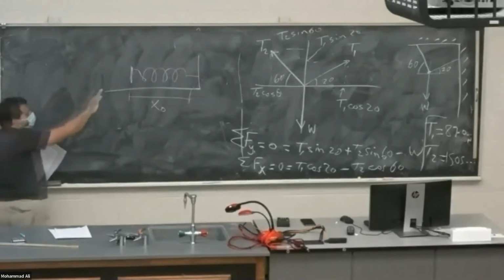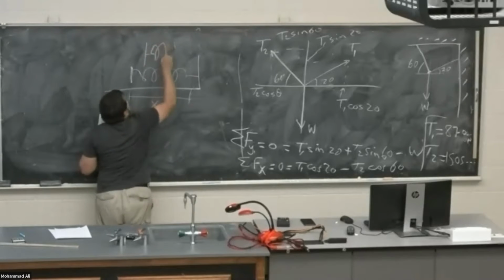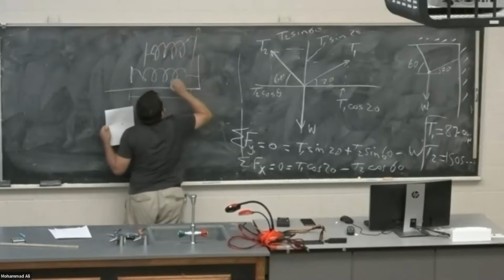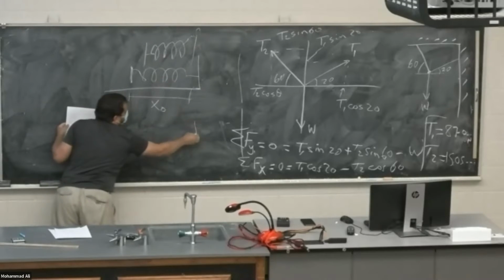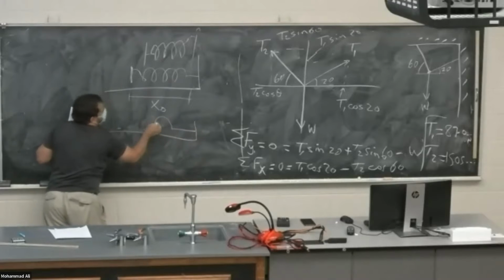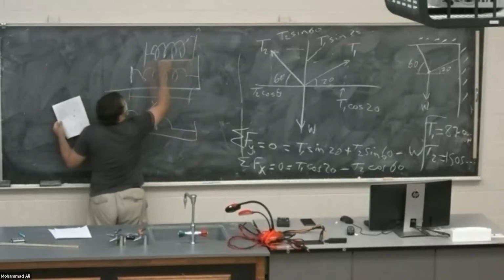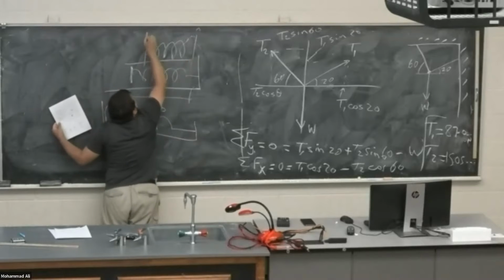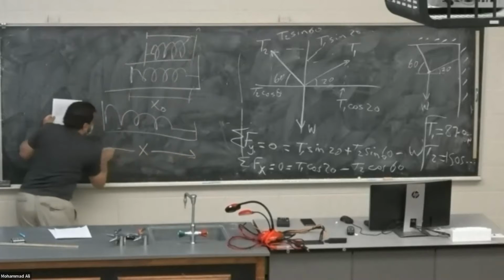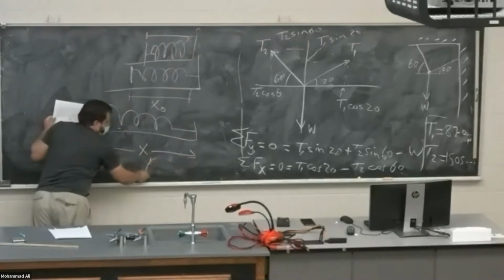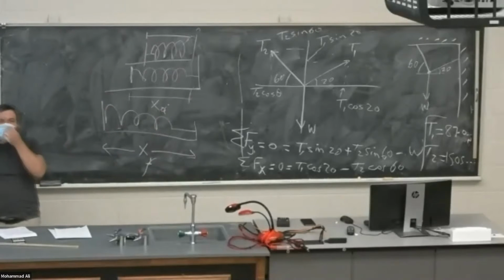Assume this length is x naught. If I push it, then it will be shorter. If I pull it, it will be longer. In each case, we have a new length. We can name this length x final, for example, and this is x initial, or x0.